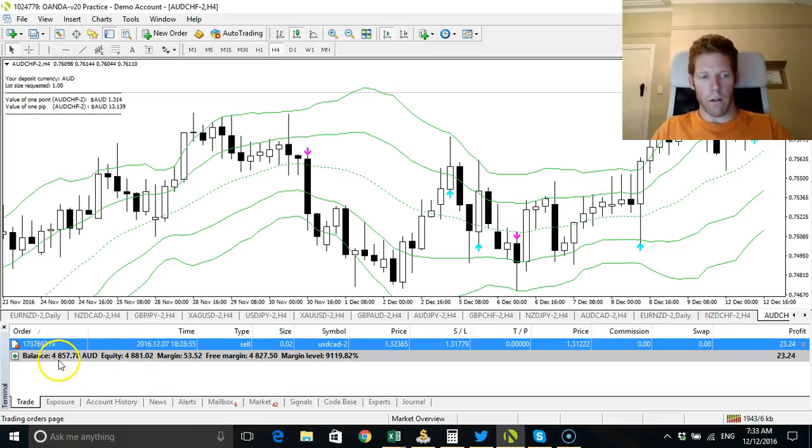Okay, let's just have a quick look at the balance and equity, and currently we are in profit here. I've just got a single trade on right now. The previous USDCAD position closed out, and that was a 1-to-1 risk to reward ratio.